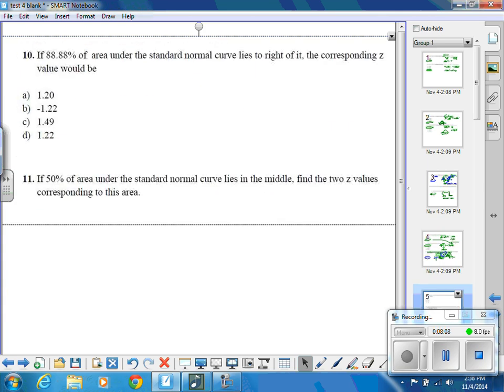Now, let's look at these last couple, and I'll stop this one. This is the exact same thing. It says, if 88.88% of the area under the standard normal curve lies to the right of it, find the corresponding z-value. We're going to do the same stuff, but first thing first, it says to the right. So I need to do 1 minus this, because that's going to give me the correct z-value. So here, I get this area.